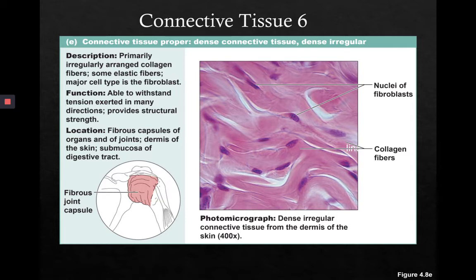Whereas dense irregular connective tissue can actually withstand pulling forces from multiple directions because of the irregular arrangement of its collagen fibers. The location for dense irregular tissue is going to be in joint capsules. You can also find a little bit in the dermis of the skin and in the submucosa of the digestive tract.